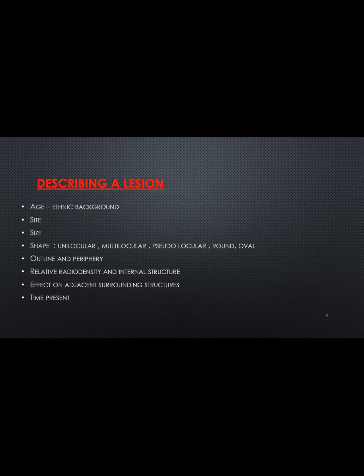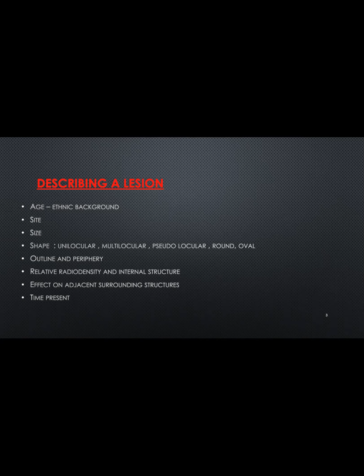Now, when talking about radiodensities and the internal structure, that's when radiolucent or radio-opaque plays a role. Radiolucent lesions occur because there's a decrease in mineralization or resorption or even loss of structure. And then you have the radio-opaque lesions. They tend to have an increase in the mineralization, in the thickness, or even there could be a superimposition going on.